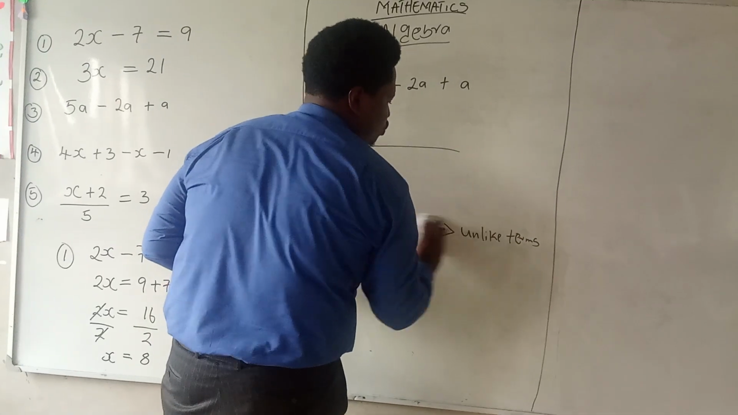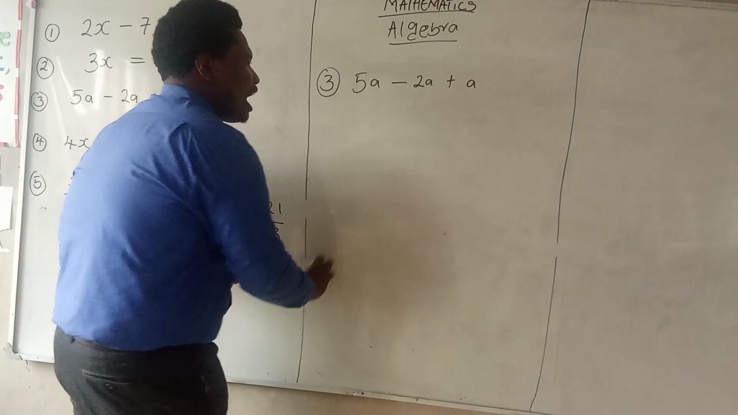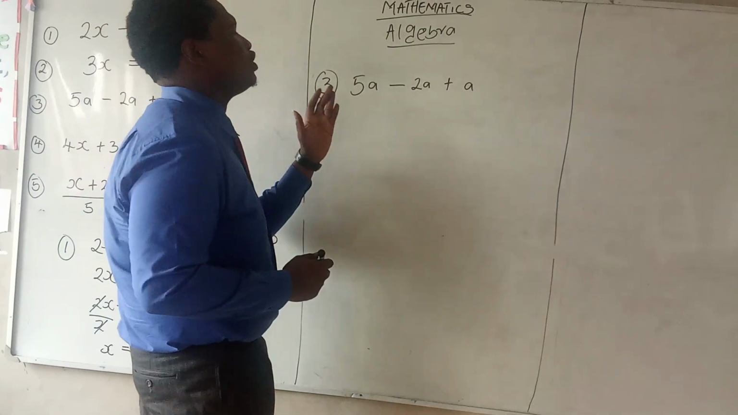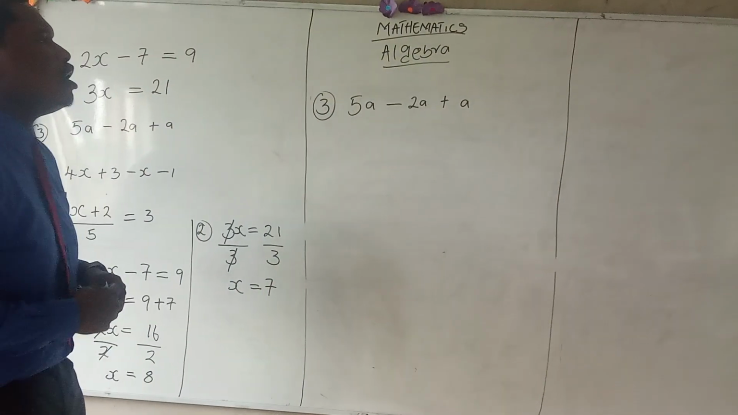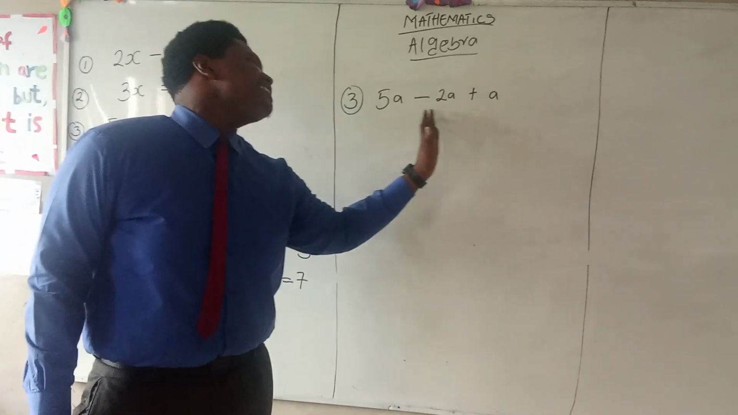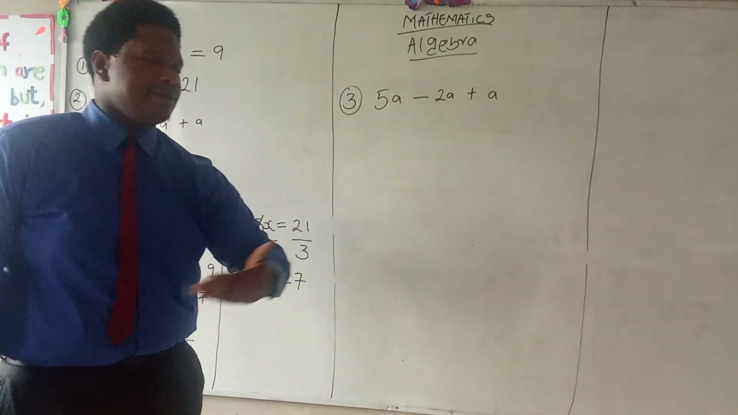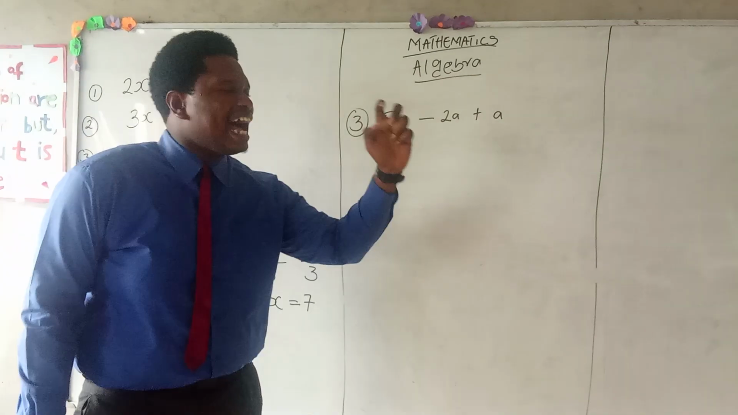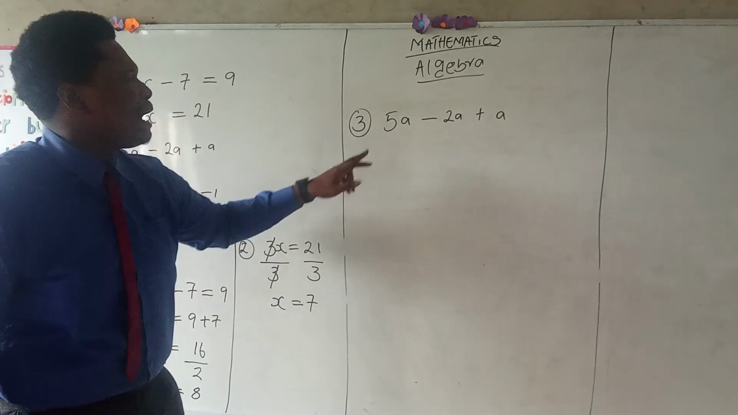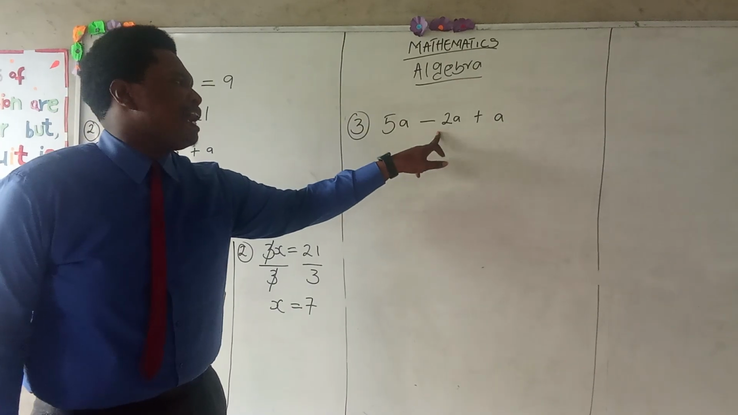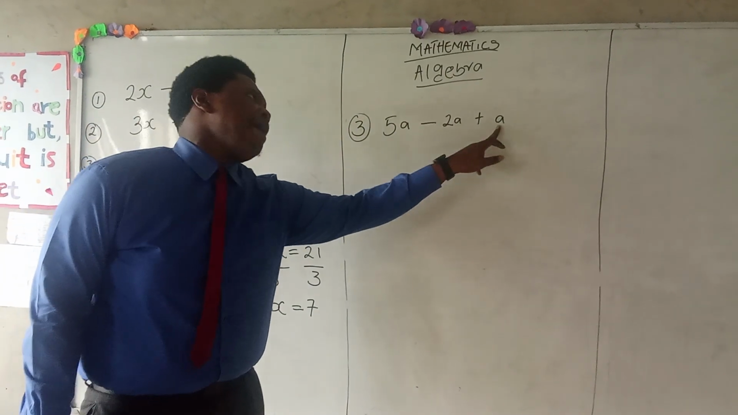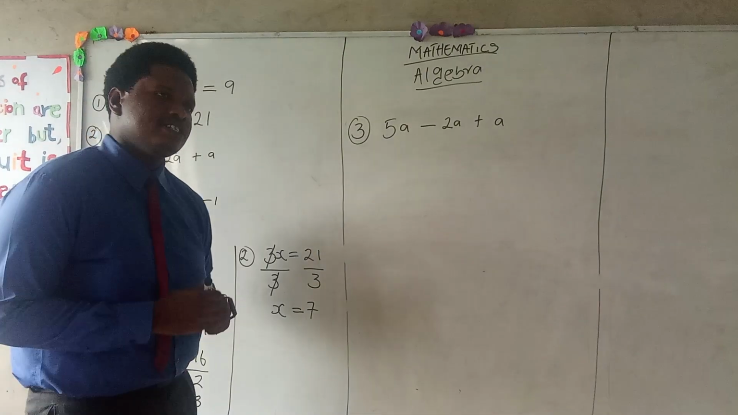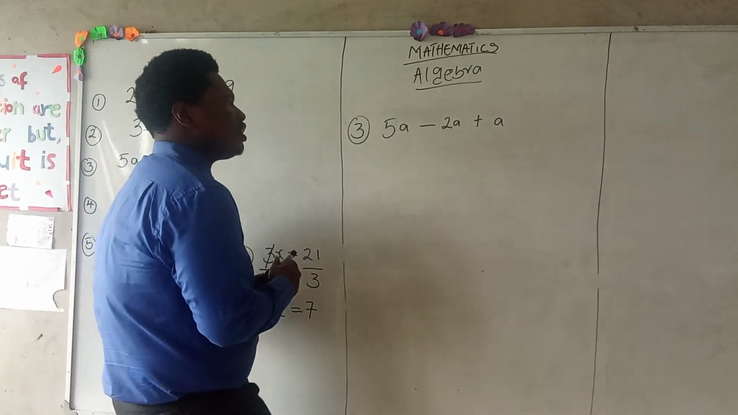Now let's go back to solving our question. When we have 5a minus 2a plus a, we can see that these three terms are all what? Like terms. Why? They have the same variable and the same power. The power of 5a is 1, the power of 2a is 1, and the power of a is 1. So we can go ahead to add and subtract.